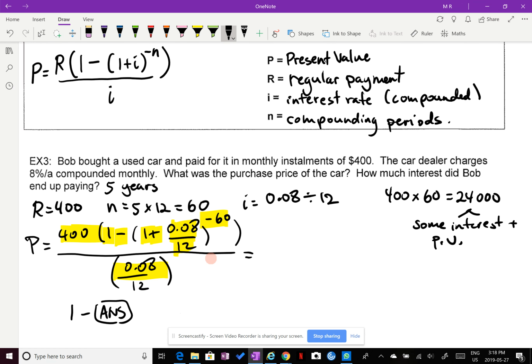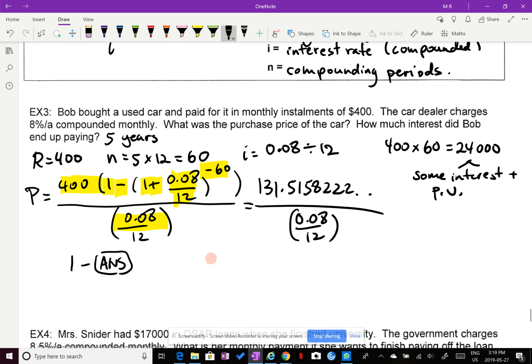Okay, so I'm going to just take a quick moment to do this on my calculator. So 0.08 divided by 12, add 1, take it to the exponent negative 60, 1 minus my answer button, and then multiply it by 400. So the top number here is 131.5158222. You know that's going to keep going, right? And then you divide that by 0.08 over 12. So don't round any of this. Just keep all that in your calculator. Divide by 0.08 over 12. And then the final answer you can round.